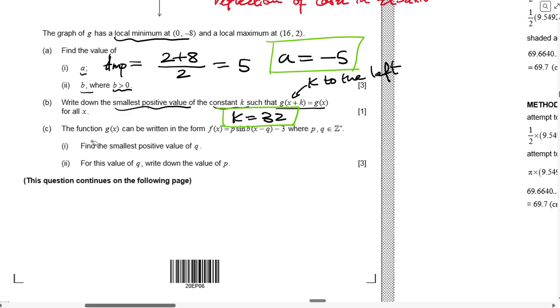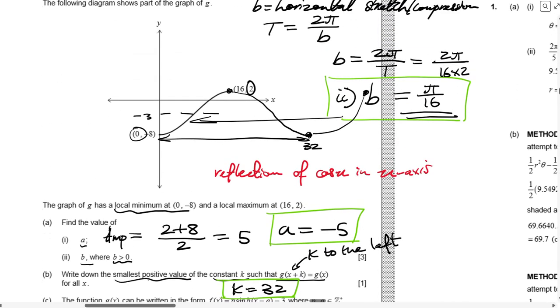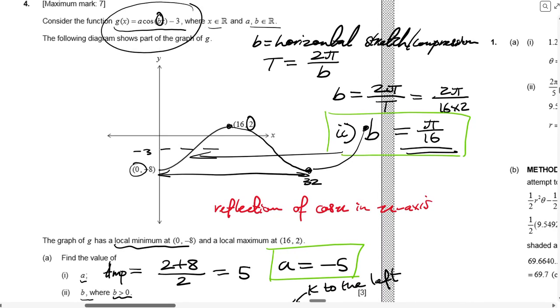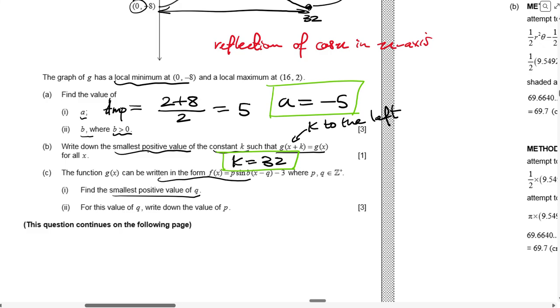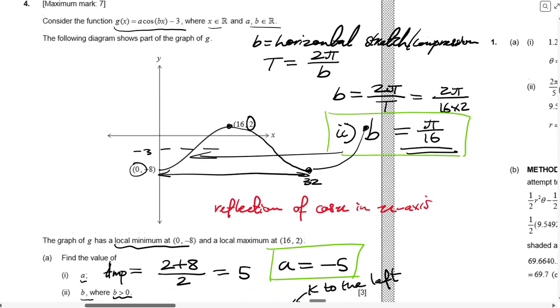And then what we have, the function g of x can be written in this form. So now we need to change it into a sine graph. And we have the smallest positive value of q, and for this value of q, find the value of p. So we need to find everything. So now we need to equate this graph to our sine graph because it can be written as this. It is the same function.